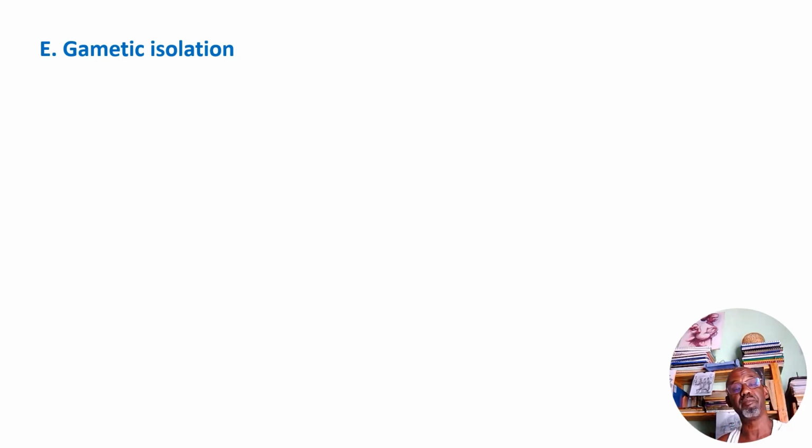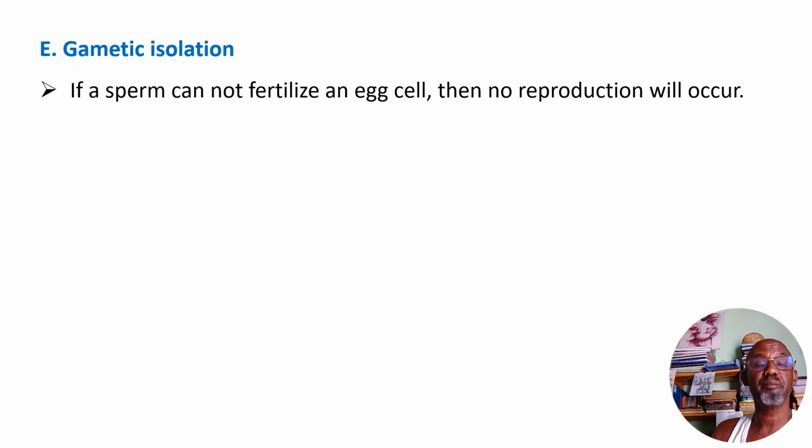The last is gametic isolation. Of course, consider gametic isolation. They may undergo sexual reproduction. Behavior is not preventing. Season is not preventing. Mechanical difference is not preventing. They make sexual intercourse. The gamete is released. It goes, and when the sperm reaches the egg, they can't communicate properly. The egg may not allow the fusion of the sperm nucleus, gametic isolation. If a sperm can't fertilize an egg cell, then no reproduction will occur.